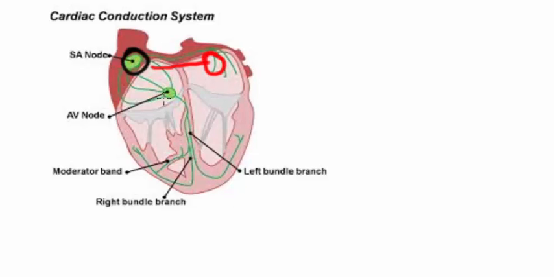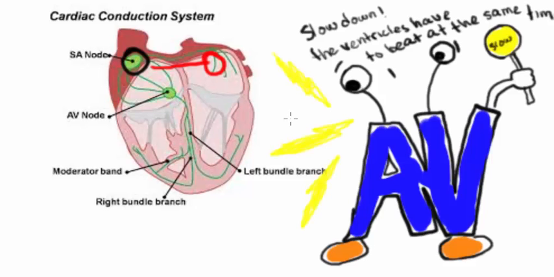Now the rest of the impulse moves from the SA node down to the rev limiter of the heart, the AV node. The AV node is situated at the bottom of the right atrium, and its main job is to slow down the impulses that reach it by about 0.04 seconds so the ventricles don't fire too quickly. This lets the ventricles fill up as much as possible while the atria are contracting, which helps to maximize cardiac output. The AV node doesn't have any pacemaker cells of its own, but it's surrounded by junctional tissue, and that can fire anywhere from 40 to 60 times per minute.